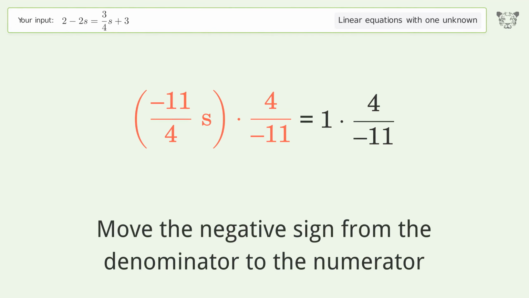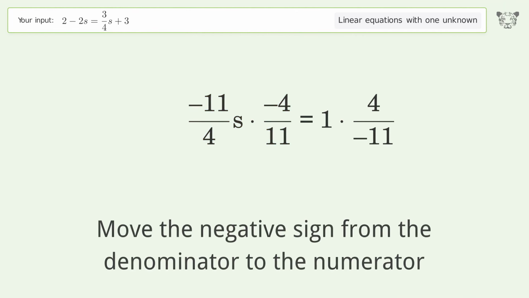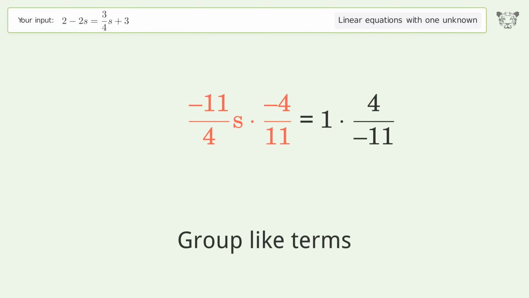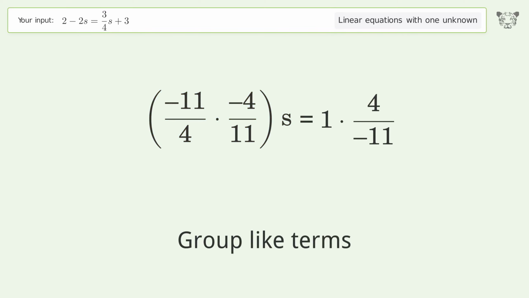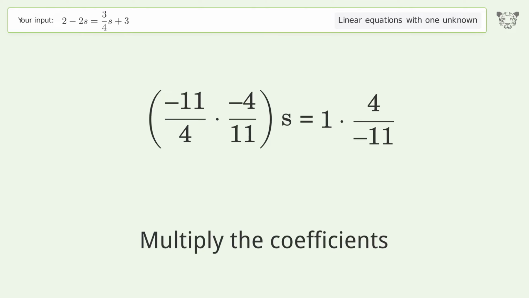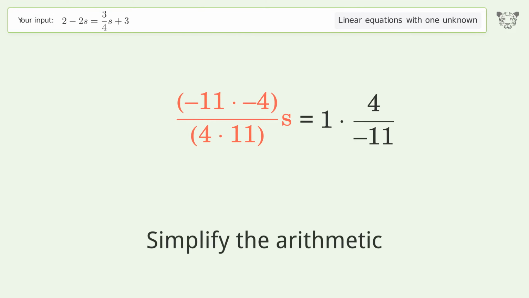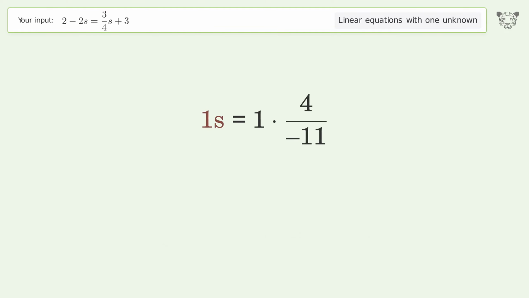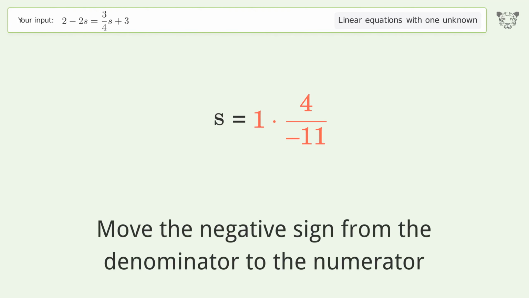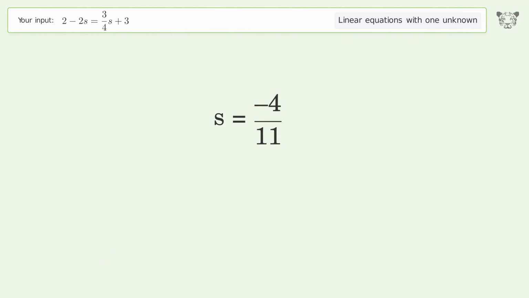Move the negative sign from the denominator to the numerator. Group like terms. Multiply the coefficients. Simplify the arithmetic. Move the negative sign from the denominator to the numerator. And so the final result is s equals -4/11.